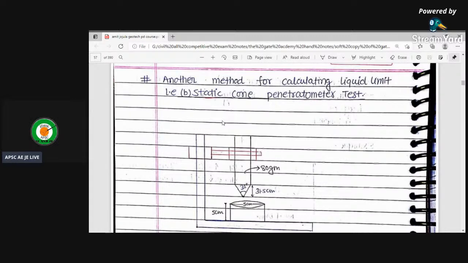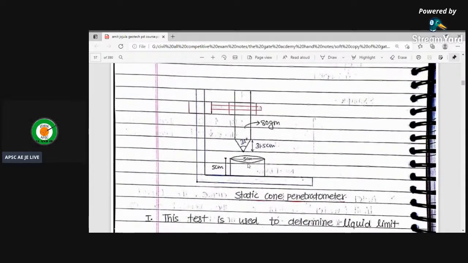So in case of static cone penetrometer test, we are using 5 centimeter cylindrical samples where the height is 5 centimeters and the diameter is also 5 centimeters. In static cone penetrometer test, the weight is taken as 80 grams and the height of fall is 31.5 centimeters and the angle is 31 degrees.